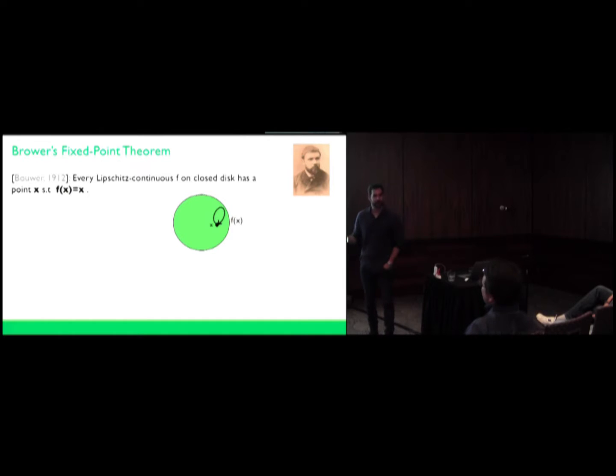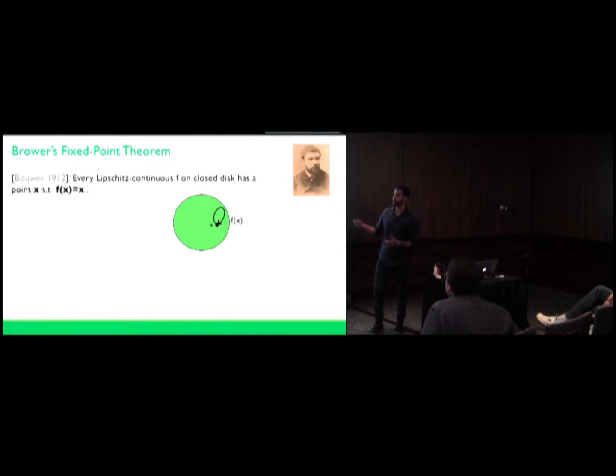So the starting point of this talk goes back more than a century to Brouwer's fixed point theorem, which states that every continuous function that maps the closed disk to itself has at least one fixed point. So it has one point which has remained intact under the mapping.